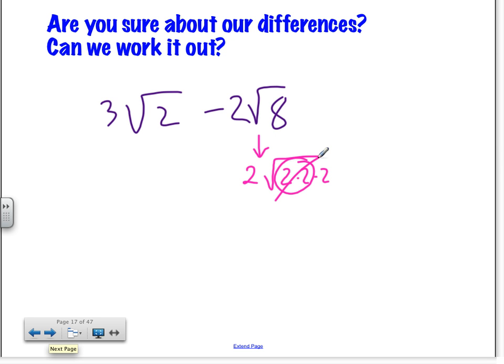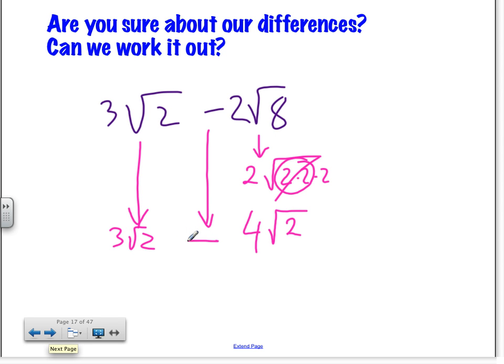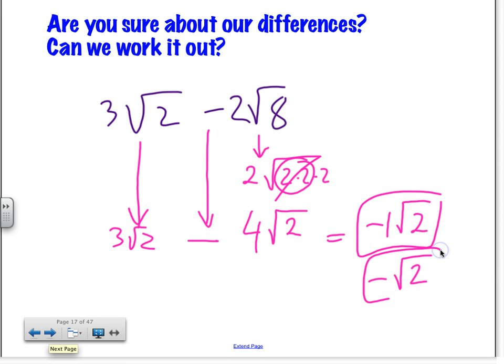2 times 2, and what will the outside become? 4. This is 4, and the inside will remain as a 2. Look at that. And then we can certainly move this down. We have 3 root 2 minus 4 root 2. Now, can we combine like terms? Yes. See that? So what's our final answer going to be? Negative 1 over radical 2. That's it. Or you can certainly write it as negative root 2. It's the same thing. Remember, if I don't have a number in front, it's automatically 1 anyway.